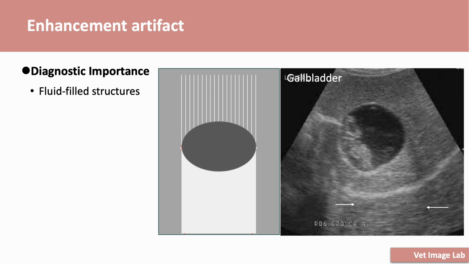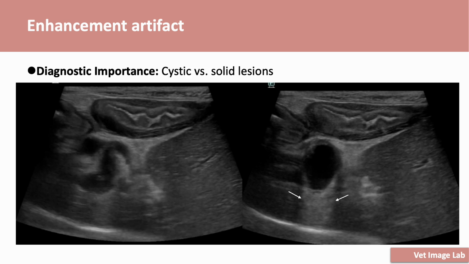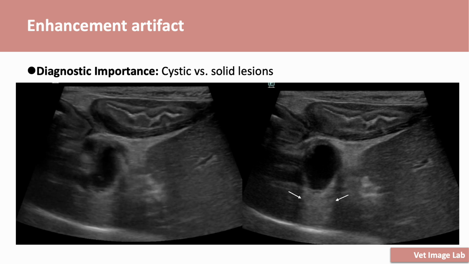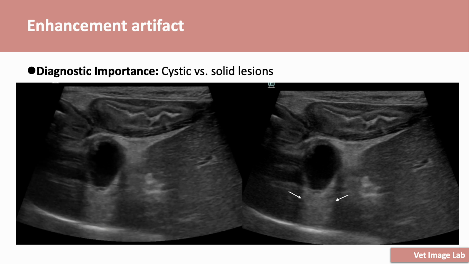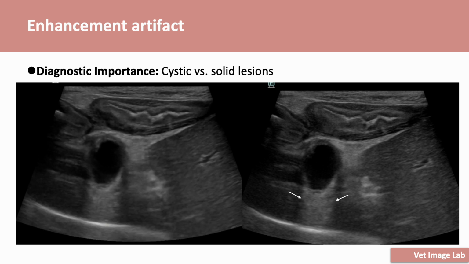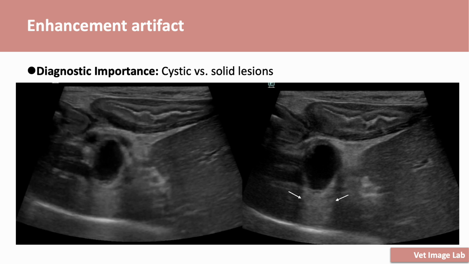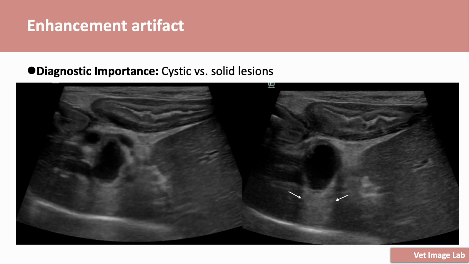In this ultrasound image of the gallbladder, you can clearly see the Enhancement Artifact. Notice the area of increased brightness directly behind the gallbladder. The Enhancement Artifact can be used to differentiate cystic from solid lesions. In this image, notice a dark structure in the liver. You can observe increased brightness directly behind the lesion, indicating that the lesion is fluid-filled. This enhancement helps us confirm the cystic nature of lesions.